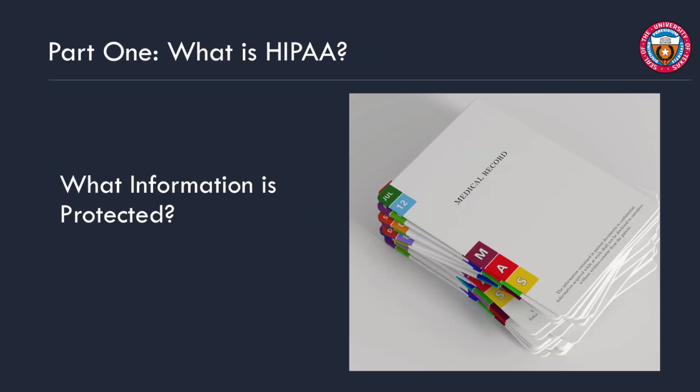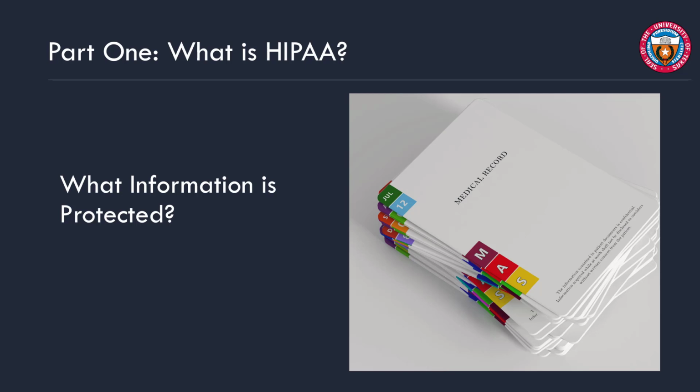What information is protected? Components of protected health information are names, postal address information, social security numbers, medical record numbers, health plan beneficiary numbers, financial account information, biometric identifiers including finger and voice prints, and full face photographic images and any comparable images.